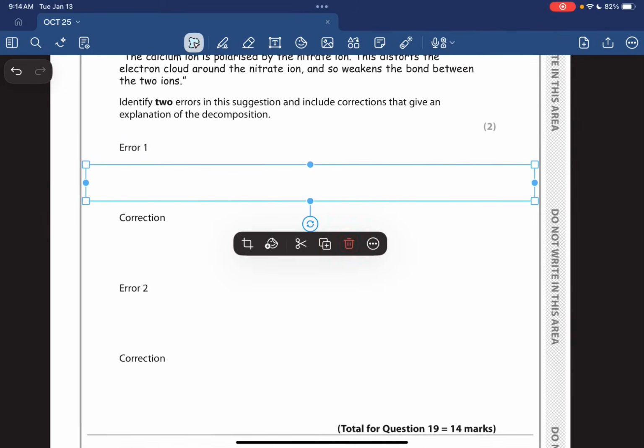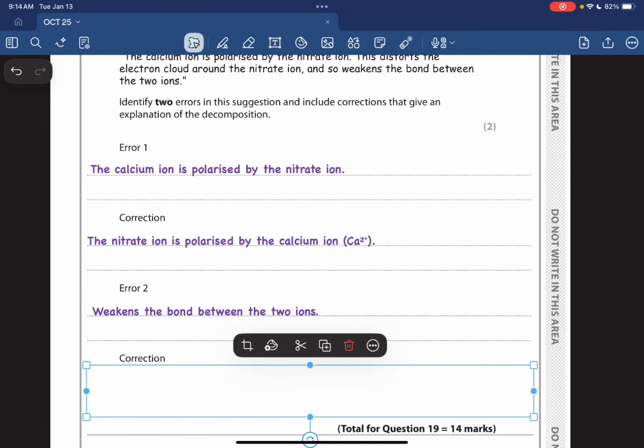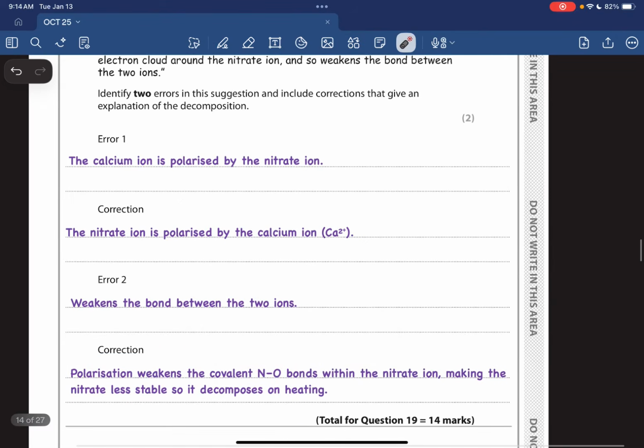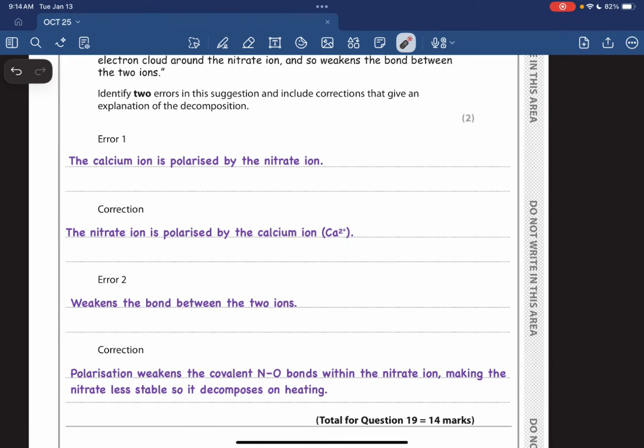So let me just show you each of them. This is what I have written over here. Now what I want you to do is take a reading at this. This is exactly what I have said so far. Moving on to the next question.